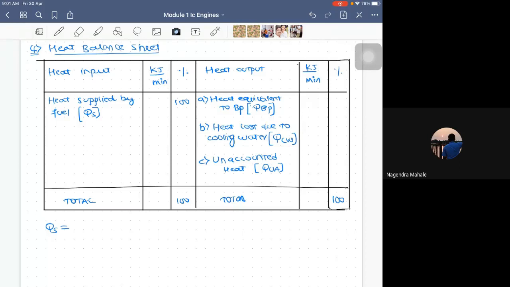Have you completed the last problem, everyone? If yes, just give me the values. What is QS and so on.